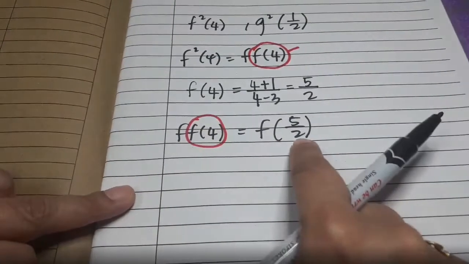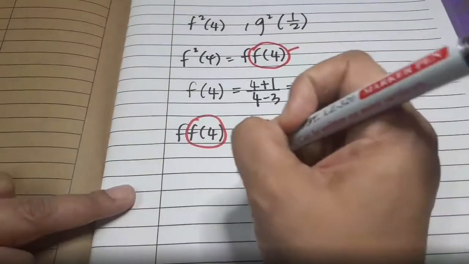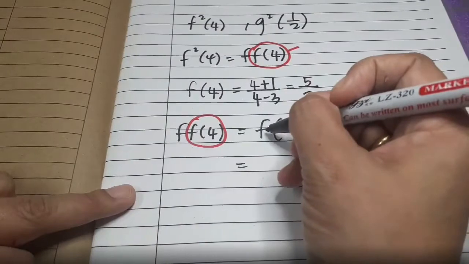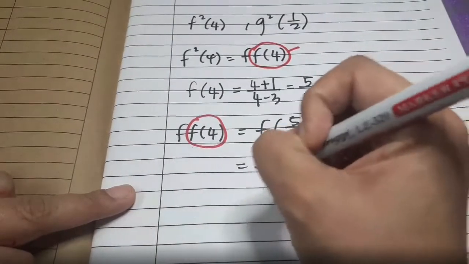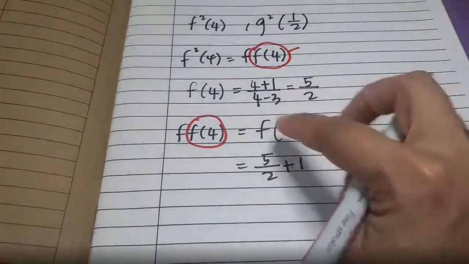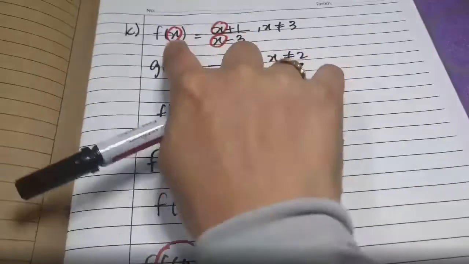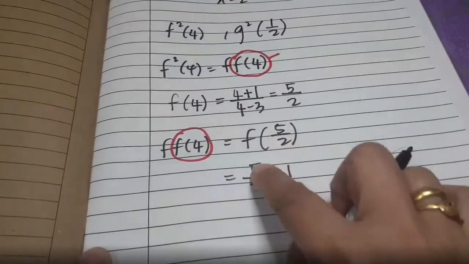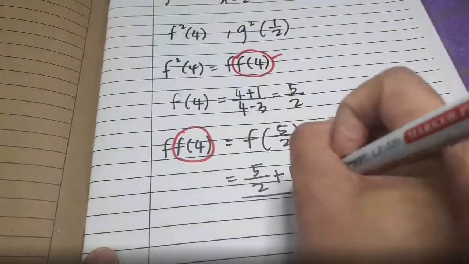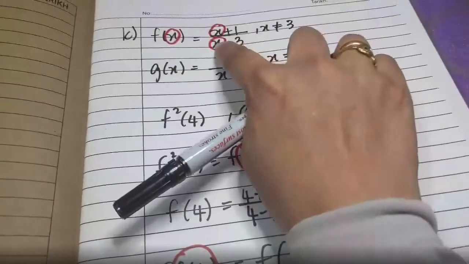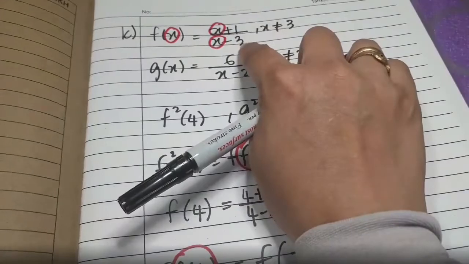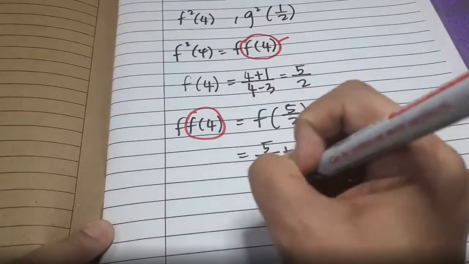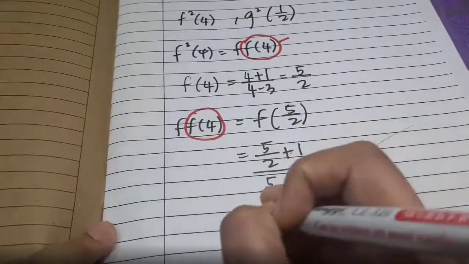Okay, 5 over 2. So we substitute into function f. Kita gantikan dalam function f. 5 over 2 plus 1. Okay, kita dah tak nak x ni. Kita tak nak x dah. Kita nak ganti x ini dengan 5 over 2. So 5 over 2 plus 1 over, yang ini pun 5 over 2 minus 3. 5 over 2 minus 3.